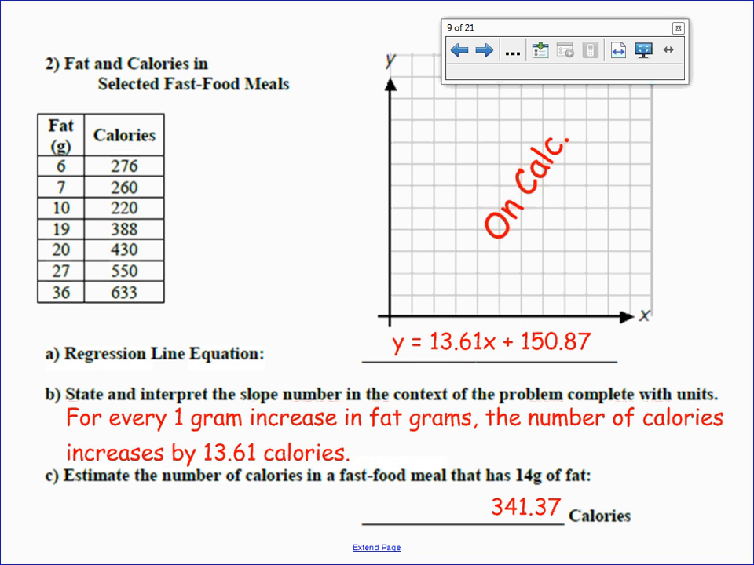Raise your hand if you got that estimation. So anybody else get that estimation? So plugging into your regression equation, nice job.